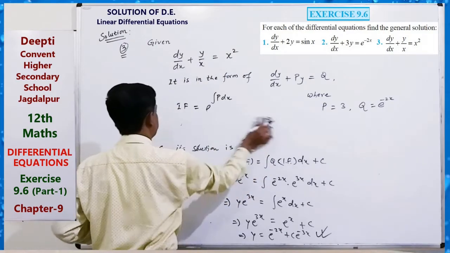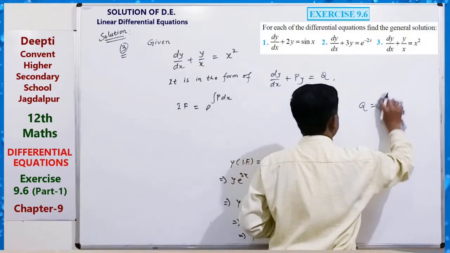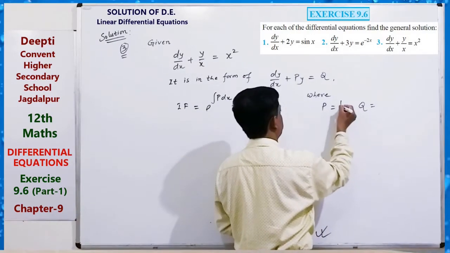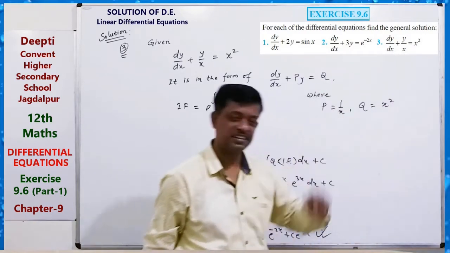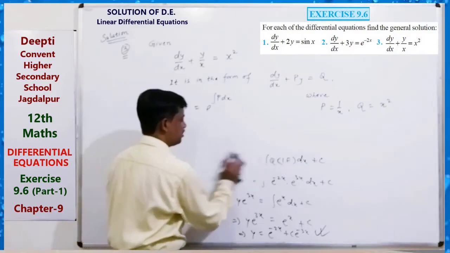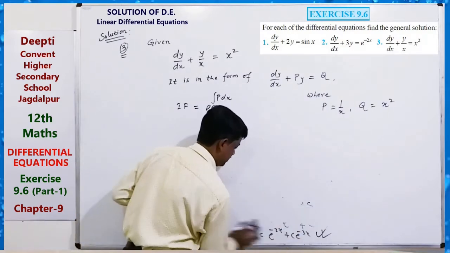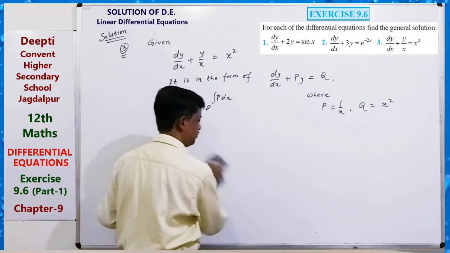Clear? Just like this. These are different things. 1 by x, here x square. This is question 3. It can be solved also easily. You know what will be the solution? Just do it.